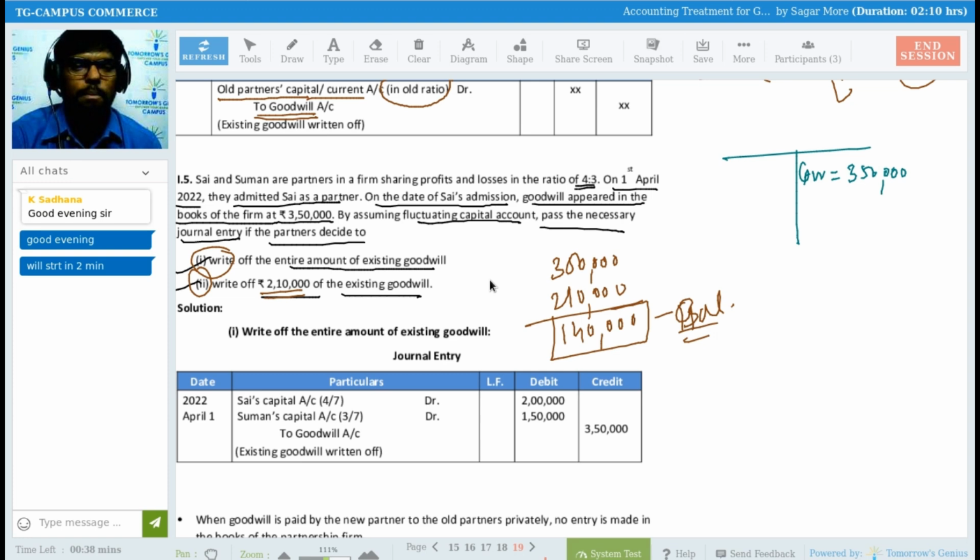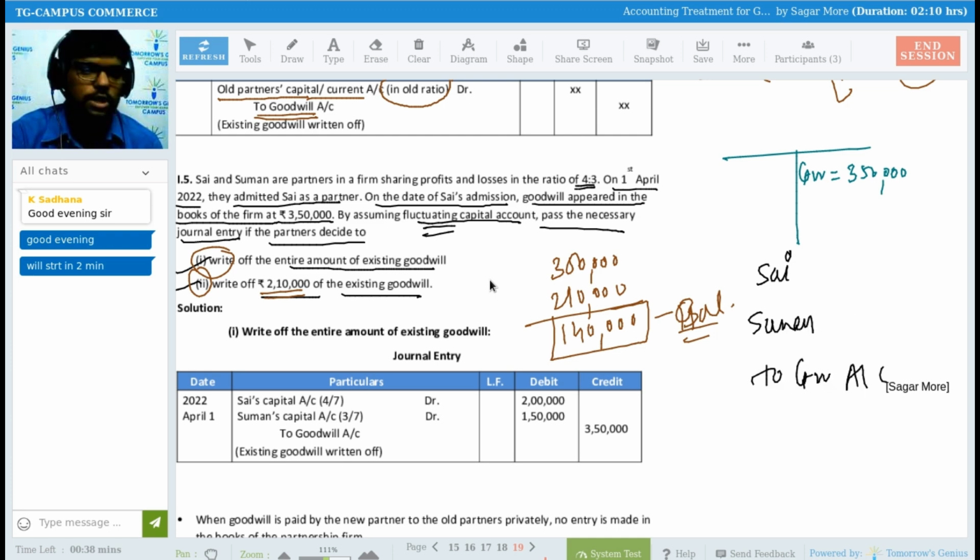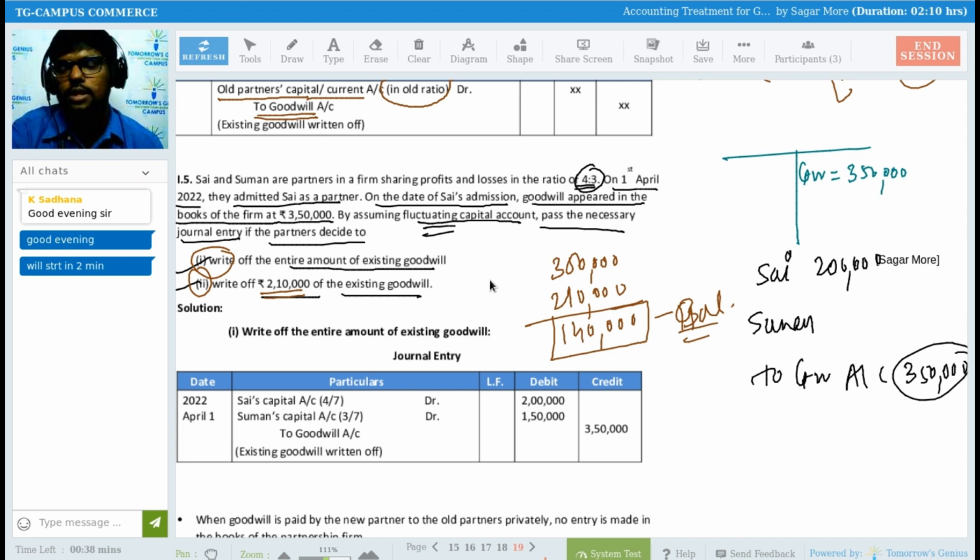So I will be debiting the old partners' capital accounts, right? And which method are they following? Fluctuating method. So I need to debit the capital accounts only, right? So Sai's capital account debit, Suman's capital account debit, to goodwill account. This entry I will pass for the entire goodwill amount, that is 3,50,000. I will distribute this 3,50,000 in their old ratio, that is 4:3, right? 4/7 and 3/7. So I will get 2 lakh rupees and 1,50,000 rupees.